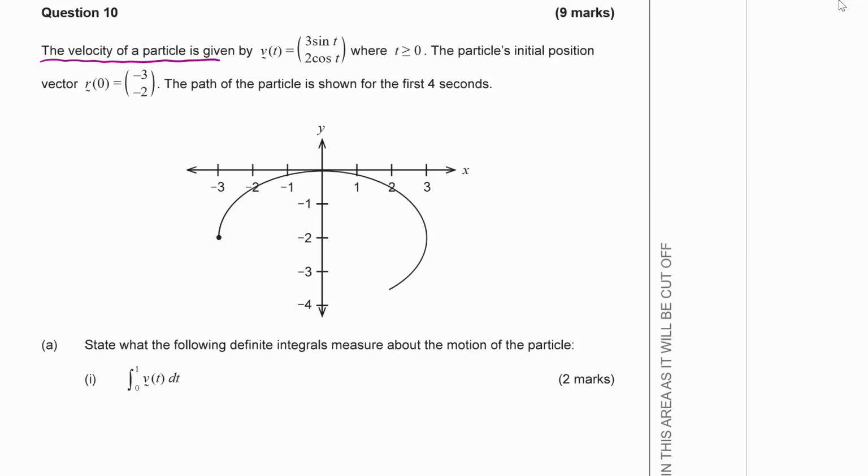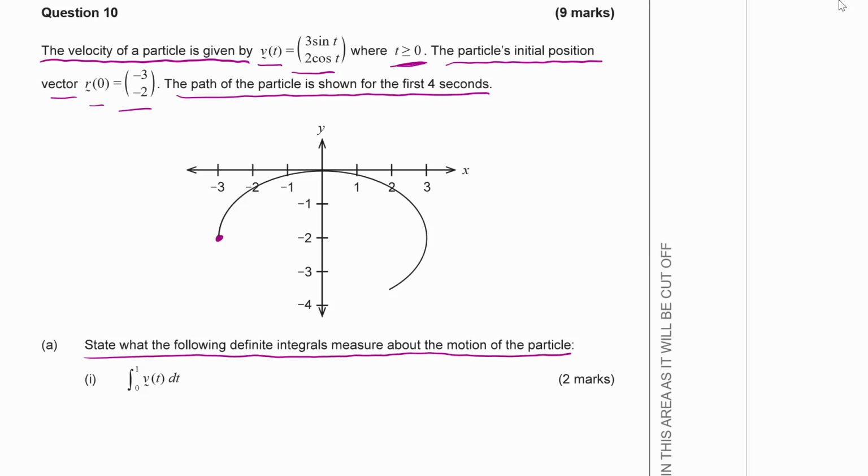The velocity of a particle is given by v of t is (3 sine t, 2 cos t) for positive values of t. The particle's initial position vector, r0, is (-3, -2), which is this point here. The path of the particle is shown for the first 4 seconds. State what the following definite integrals measure about the motion of the particle.